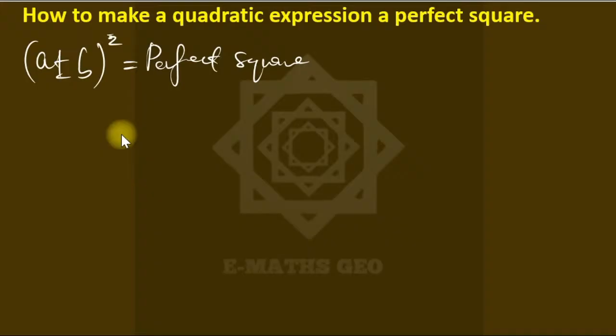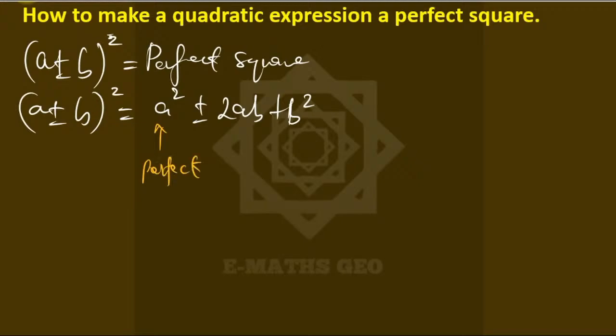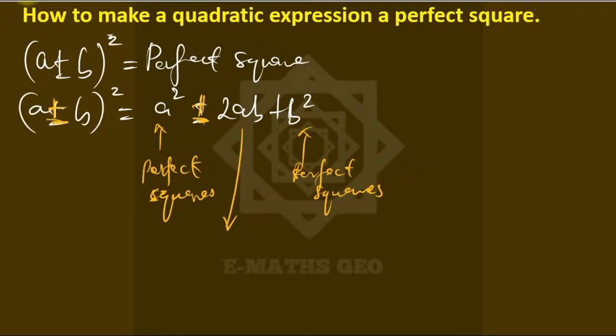Now, let's expand the brackets. What do you observe? You see that you have squares. The extreme ones are perfect squares. And this middle one, remember, the sign of this determines the sign. But the first and the last are always positive, because squares of numbers are always positive. So the sign of the middle term is the sign of the middle. If it's negative, it's negative.